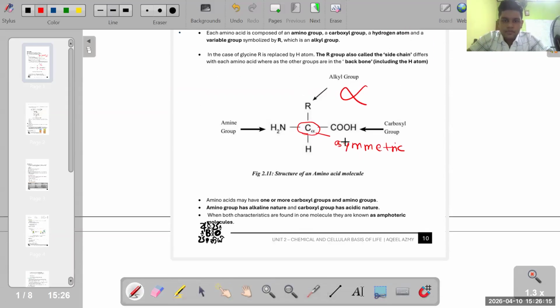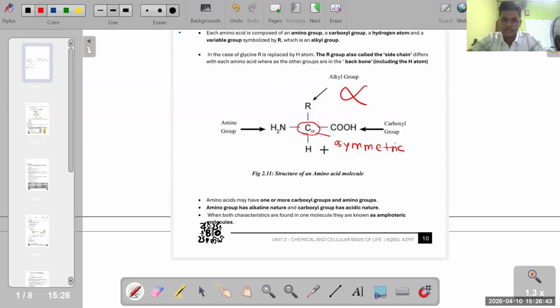So let's see what groups are present in an amino acid structure. Now, there is an amine group. Nitrogen and hydrogen are forming an amine group. It has a hydrogen atom. And what is this called? A carboxyl group. COOH means a carboxyl group is present. And R is called an alkyl group. So these are the components that are present in an amino acid.